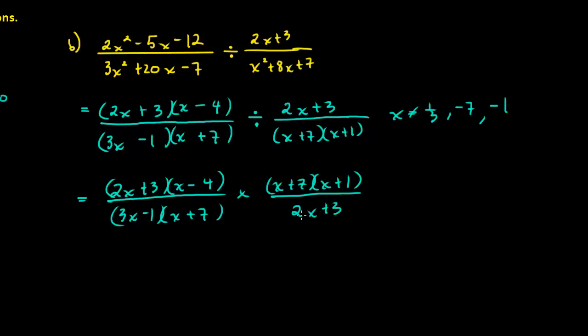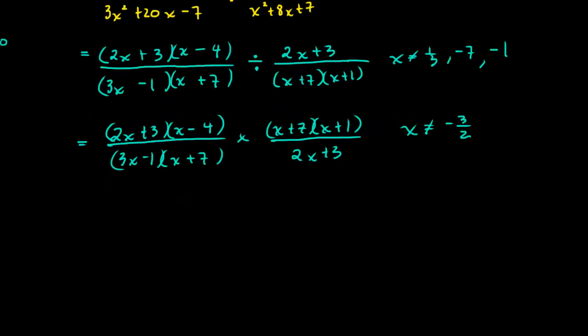I have a restriction that x cannot be equal to negative 3 over 2, because when is 2x plus 3 equal to 0? It's equal to 0 when x is equal to negative 3 over 2. So I have the restriction that x cannot be equal to minus 3 over 2. I have to write my new restrictions down when I multiply by the reciprocal of this rational expression.